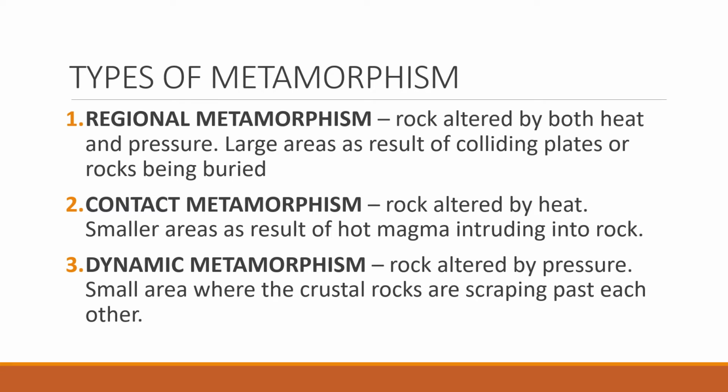So only pressure. Think of a collision, using your hands like tectonic plates, if you remember. Dynamic means that you're just pushing past each other. Contact is when the heat has come through and you can feel that heat. And regional is both heat and pressure. So they're the differences between the types of metamorphism.